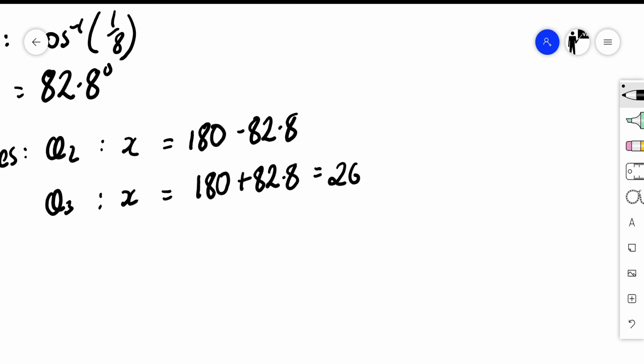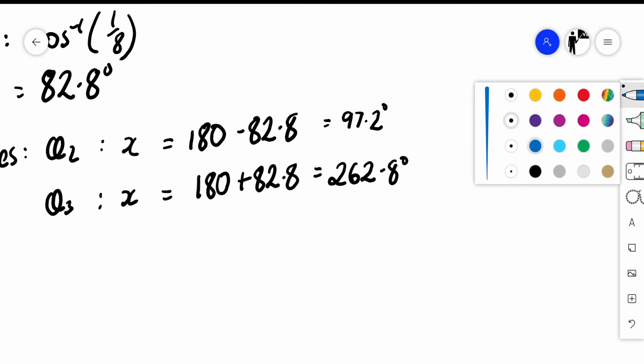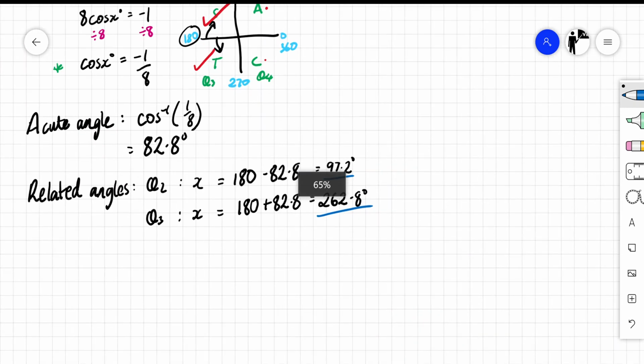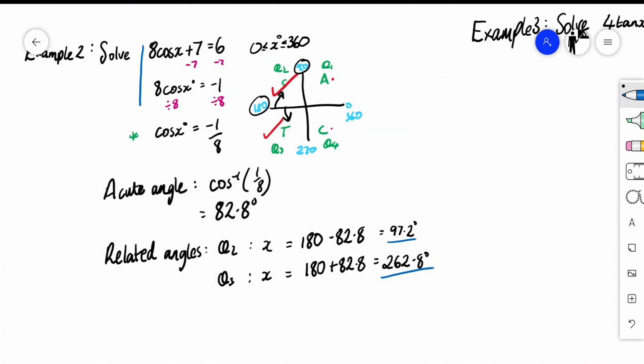This here is going to be 262.8 degrees. This one here is going to be 97.2 degrees. I'm just going to double check that. 180 subtract 82.8, 97.2 degrees. There are our two solutions. Okay, so we change the subject of the formula to the trig function. We then draw our CAST diagram. We tick what we need to tick, find our acute angle, find our related angles.